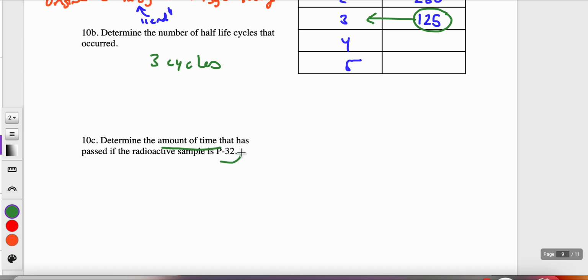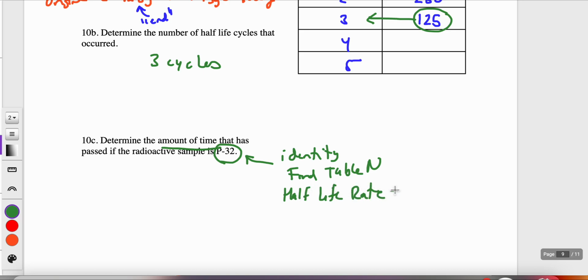Now for this last part, it says determine the amount of time that has passed if the radioactive sample is P-32. So P-32, that tells us the identity of the material. Find it on Table N. So on Table N, the half-life is 14.28 days, I think.